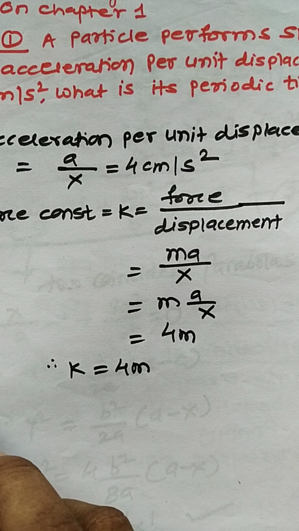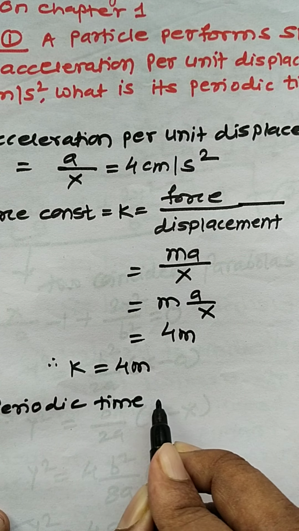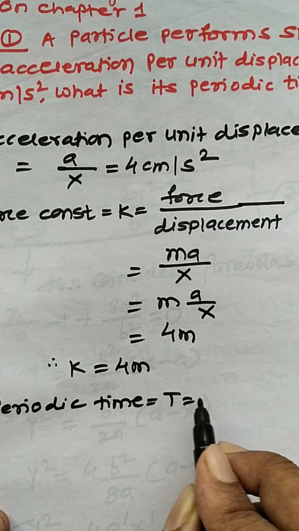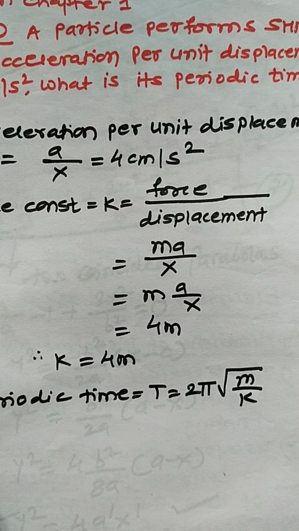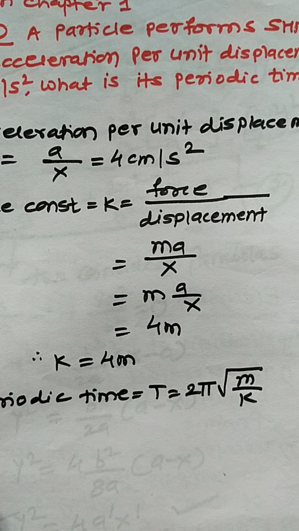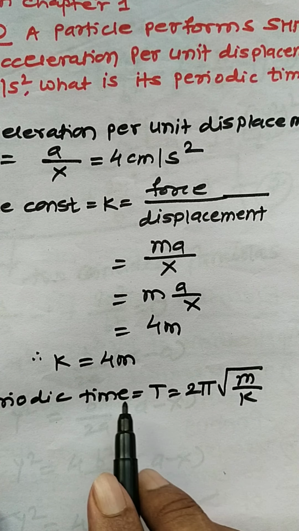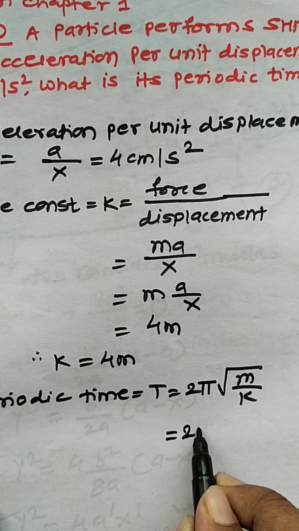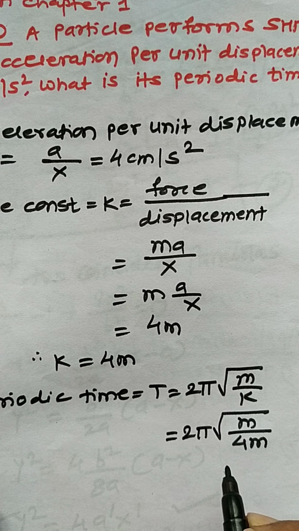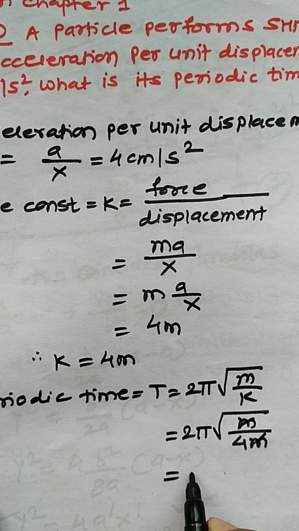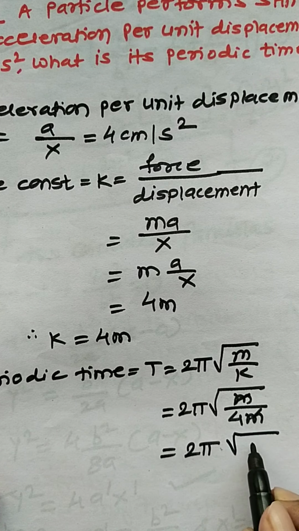And the periodic time, denoted by T, is equal to 2 pi square root of m upon K. Now the value of K is 4m, so T is 2 pi square root of m upon 4m. The m gets cancelled, and we obtain 2 pi under root of 1 upon 4.